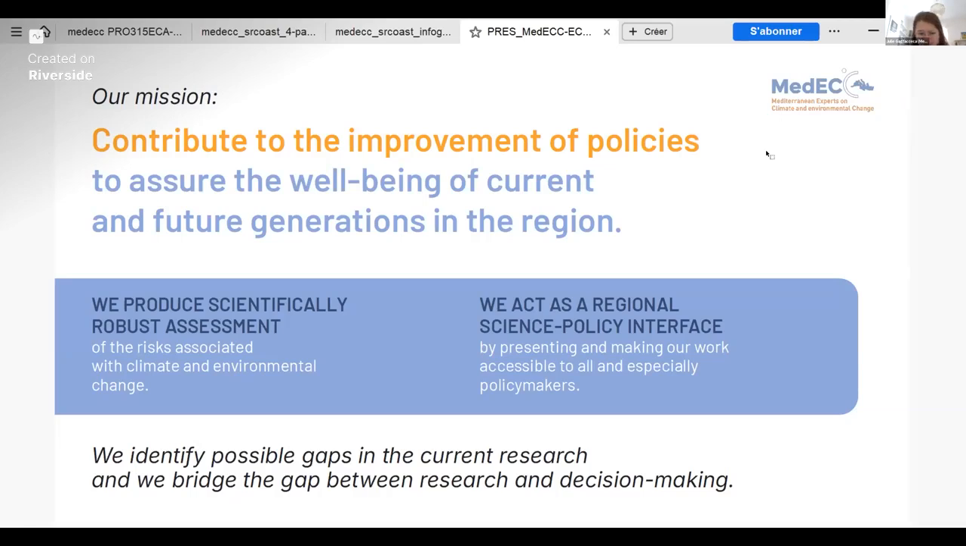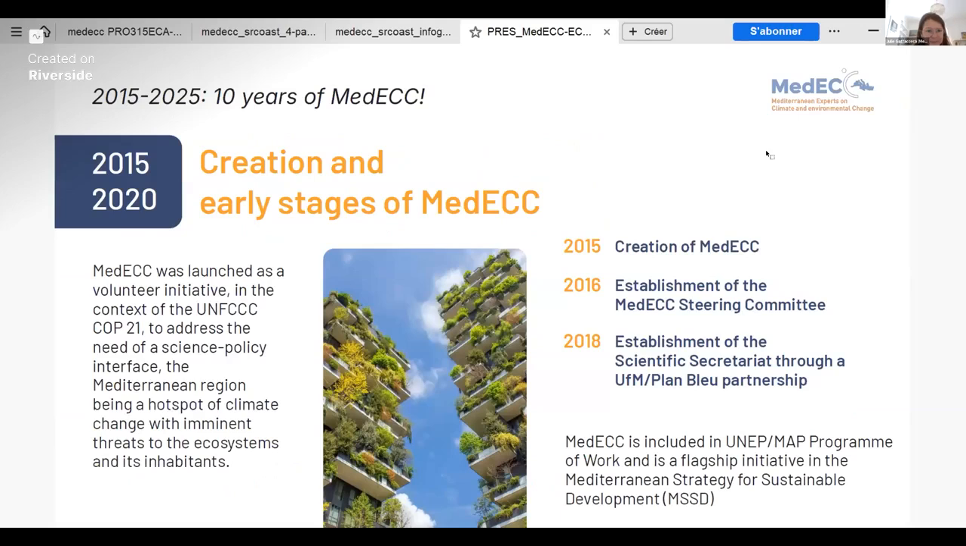We also identify possible gaps in the current research to promote the funding of topics that are not addressed well enough or known well enough, or where data heterogeneity in the region can be an issue as well. And we try to bridge the gap between the research and decision making.